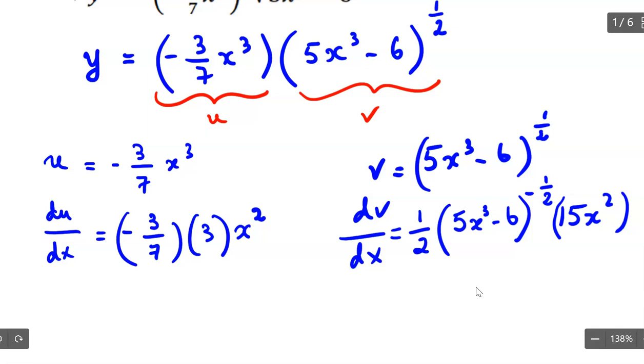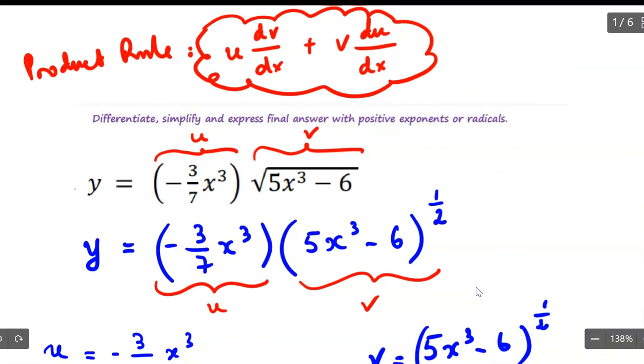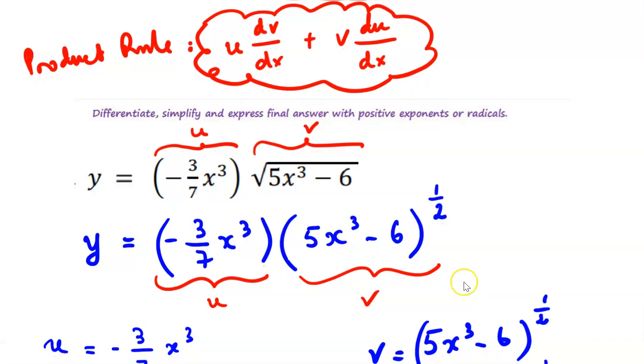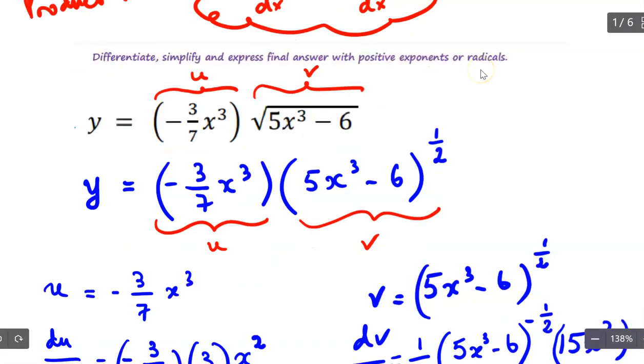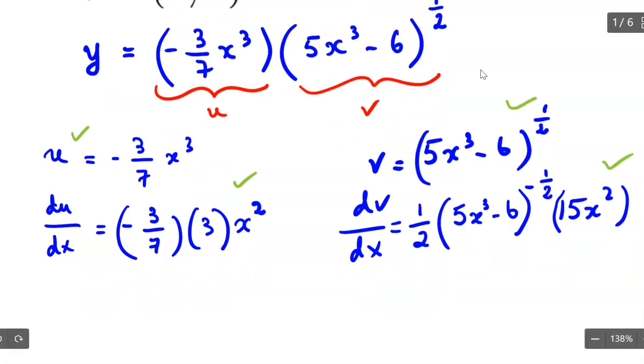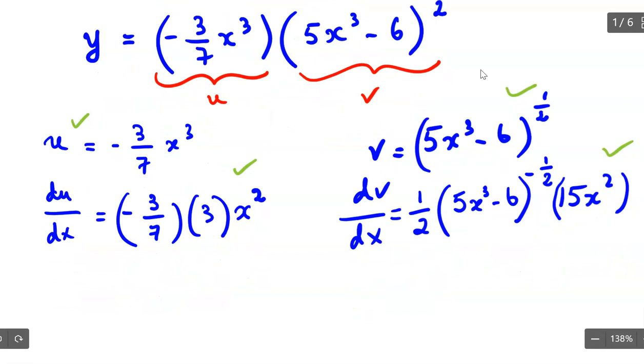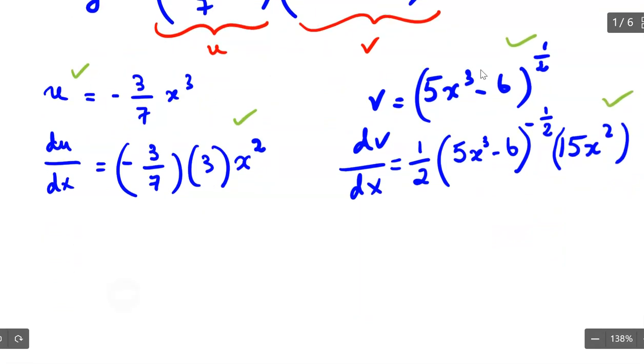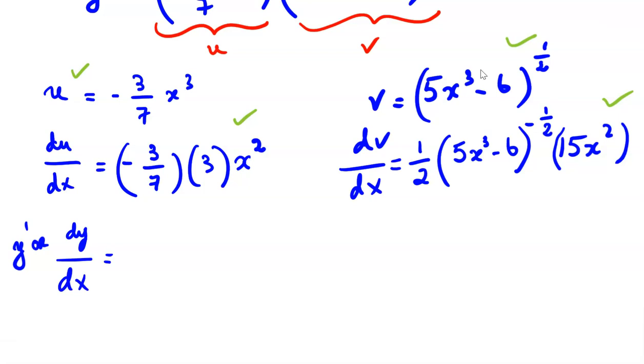So now we are going to check, according to these formulas, we need to have u, we need to have dv over dx, we need to have v and du over dx. So we are going to double check. We have that, and that. So all we have to do now is just substitute this into the equation. So now I'm going to write y prime, or I can write dy over dx, because now you actually apply the process of differentiation.